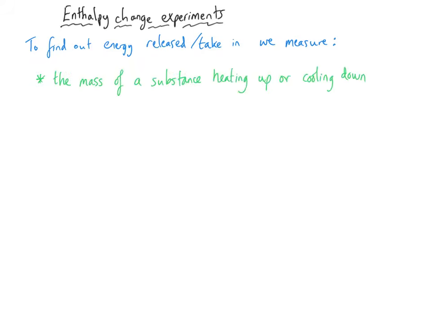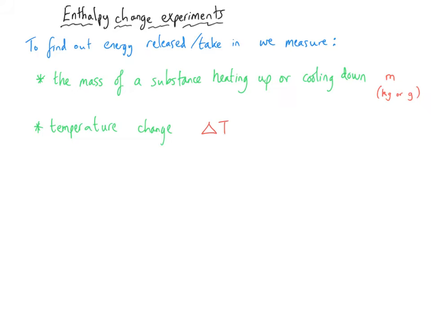Firstly, we need to know the mass of a substance that is being heated up or cooling down. And in chemistry we give that the symbol m for mass, and most commonly the units for mass are in kilograms, but they might sometimes be in grams. We need to know the temperature change for this substance. Has it got hotter? Has it got colder? And the symbol for this is delta T. And so the delta means change and capital T stands for temperature.